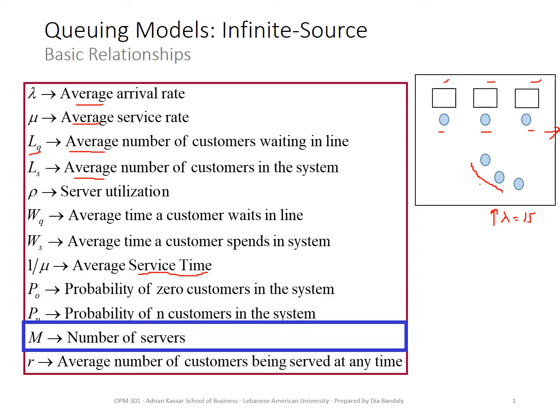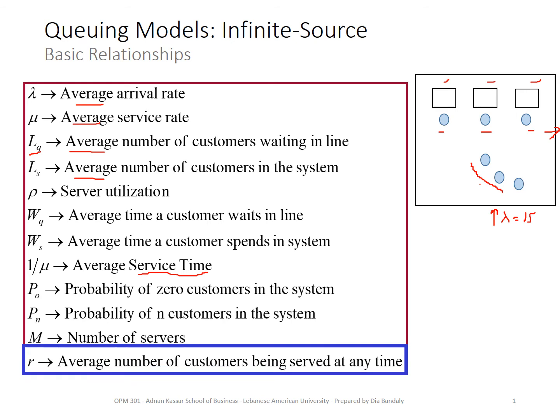Then m is the number of servers. So in our case, what is our m? M is equal to 3, because we can see that here we have 3 servers.